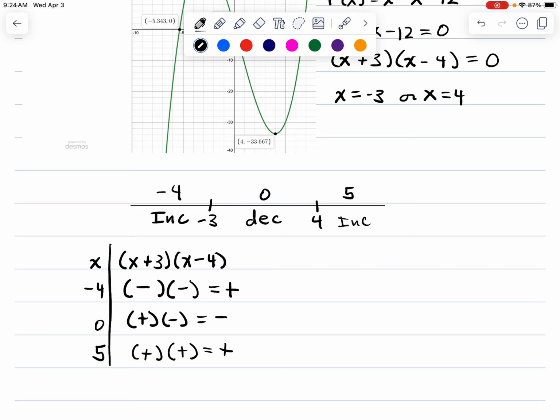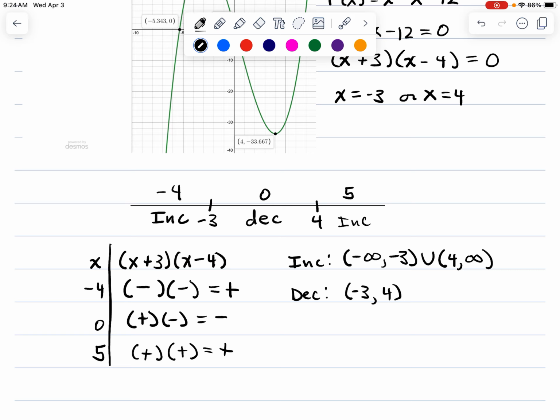So the function is increasing from negative infinity to negative 3. And it's also increasing from 4 to infinity. So if you give me an x in either one of those regions, either from negative infinity to negative 3 or from 4 to infinity, that's where it's increasing. Now, where it's decreasing, well, the other place, negative 3 to 4.